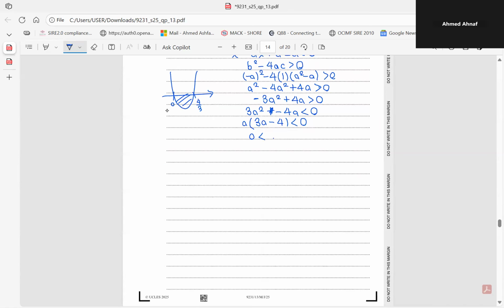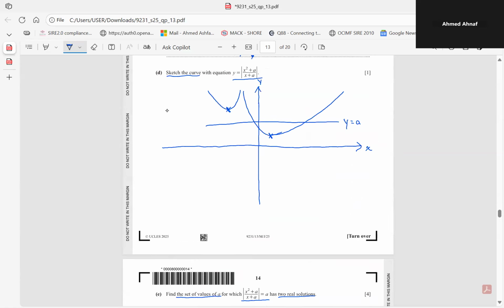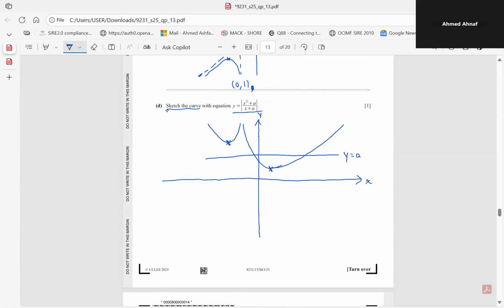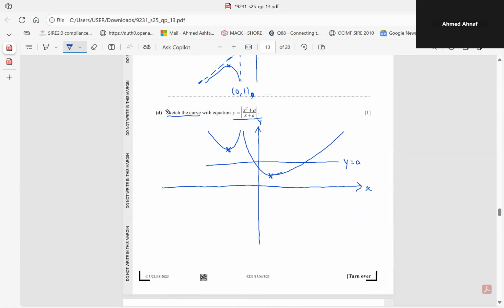Now let's see if any of the values in here exceed the stationary point. Okay, so the stationary point we're looking for is a squared plus a.